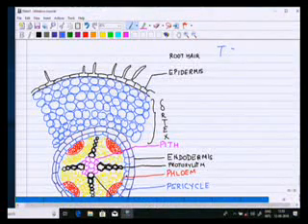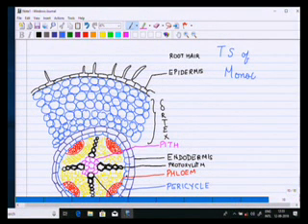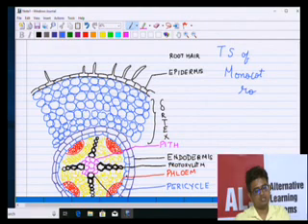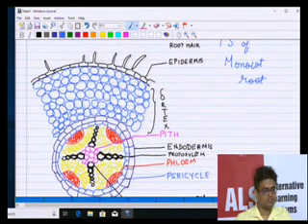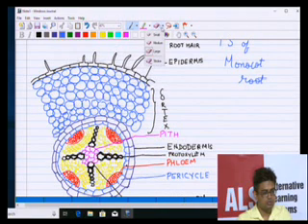Let's put the heading: transverse section of monocot root. And surprisingly, the transverse section of monocot root is very, very similar to the dicot root. And what is the change here? The only change is in the center. So I am going to make some changes here.